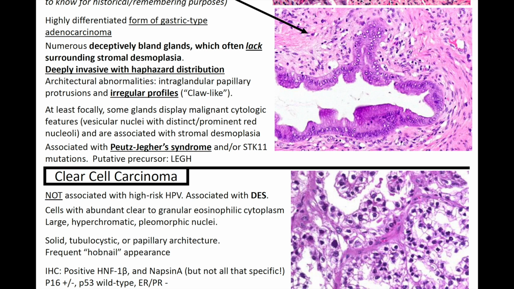So next up we have clear cell carcinoma. This is not associated with high-risk HPV, but it is associated with DES exposure. So the cells are going to have abundant clear to granular eosinophilic cytoplasm. They're going to be large, hyperchromatic, pleomorphic nuclei, and you can have solid, tubulocystic, or papillary architecture with frequent hobnail appearance. For IHC, they're going to be positive for HNF1B and Napsin A, but not all that specific. P16 can be plus or minus with P53 wild type and ER-PR negativity.